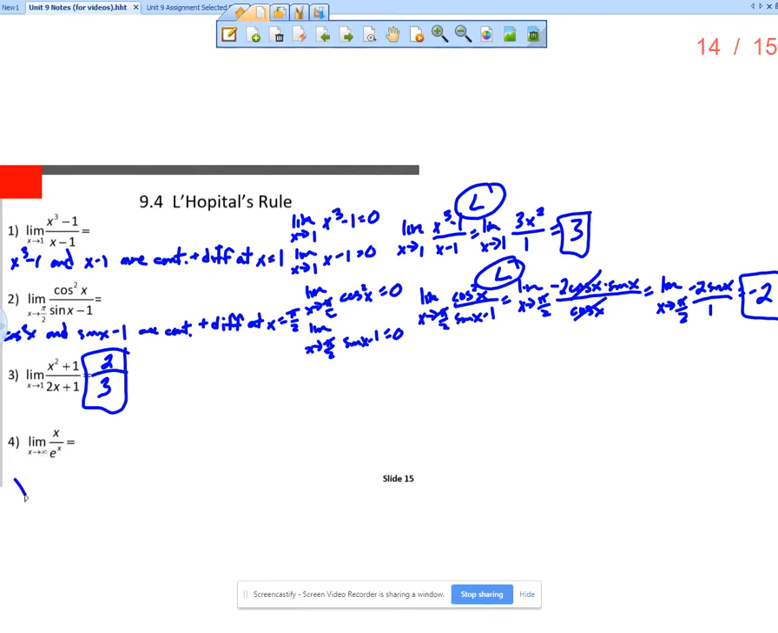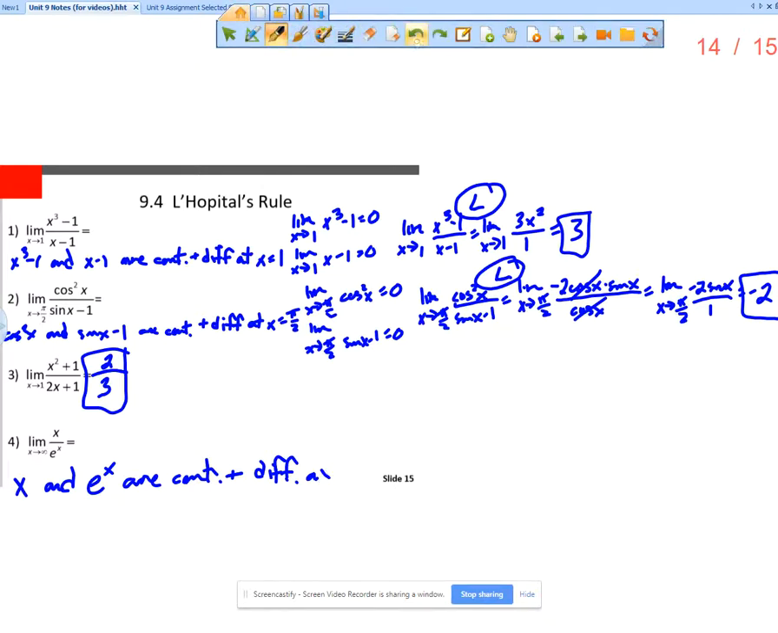First of all, x, is that continuous as x approaches infinity? Yes. What about e to the x? That is continuous as well, and differentiable. So we can say x and e to the x are continuous and differentiable as x approaches infinity. Remember, it's important to say that infinity is not actually a number. So you can't say at x equals infinity, but you can say as x approaches infinity.